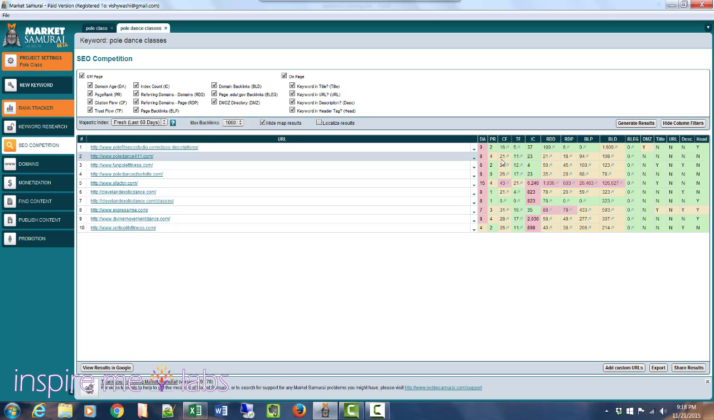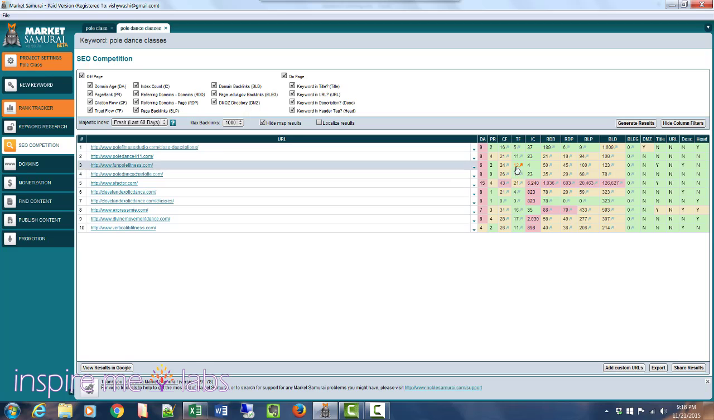But at the same time, TF is a more authoritative number, because TF is the trust flow, which is basically the quality of each of those backlinks, and that's the metric. So if a page has high trust flow, then it's going to be difficult to beat, because the higher the trust flow, the more difficult it'll be to beat.